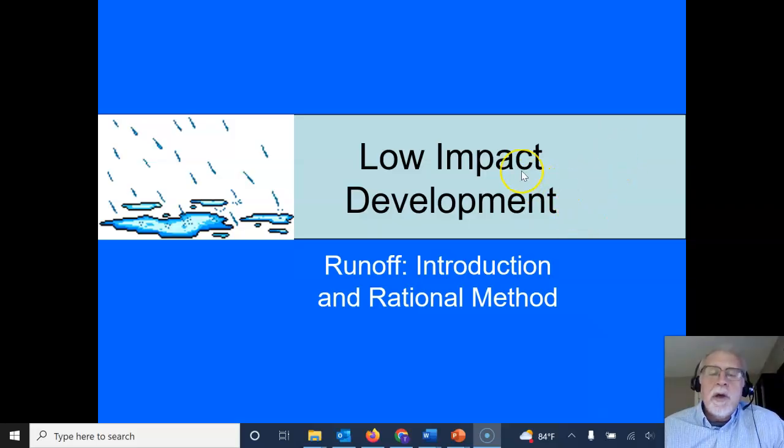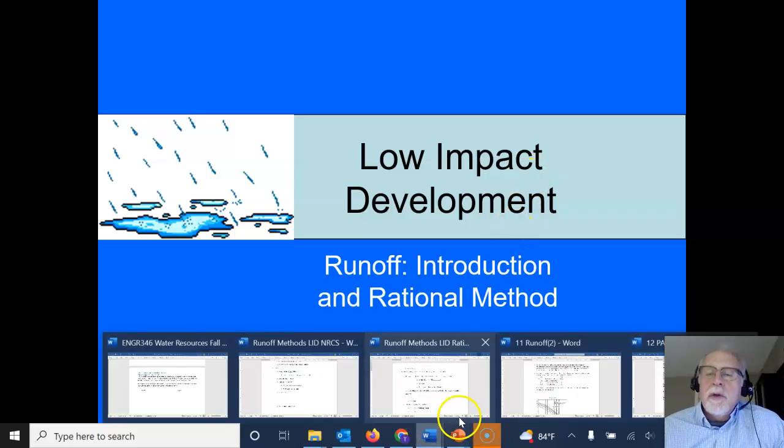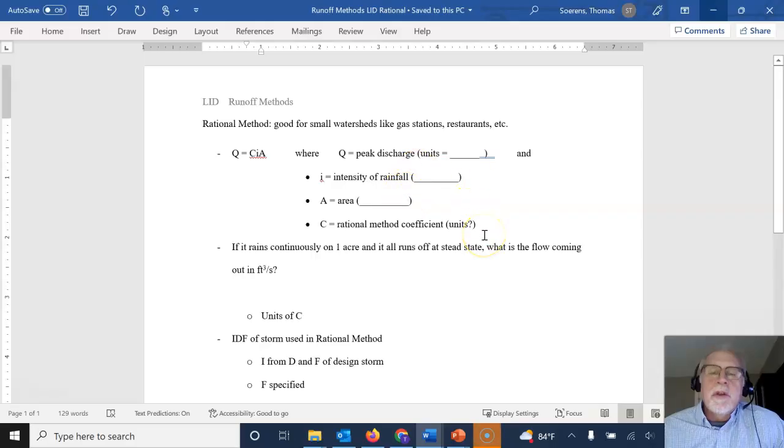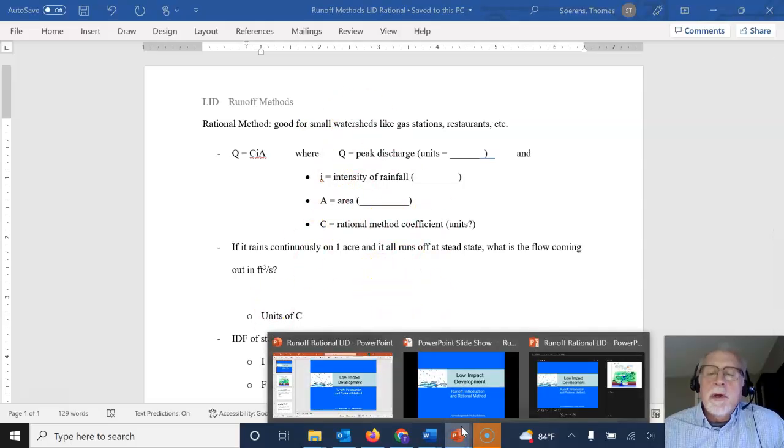So this one, you have the PowerPoint available. You also have a handout that looks like this. You can take notes on that. So it's not an assignment that I'm collecting. That's just for your use. If you want to use that for notes, we will go through this and fill this in with the PowerPoint. So back to here.